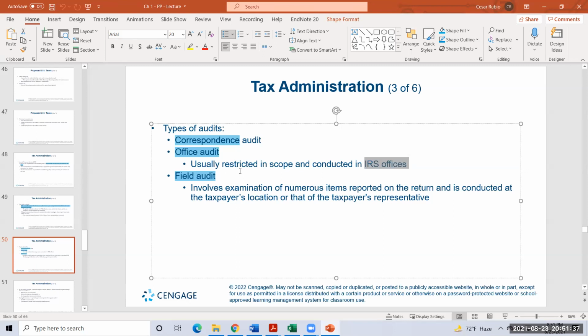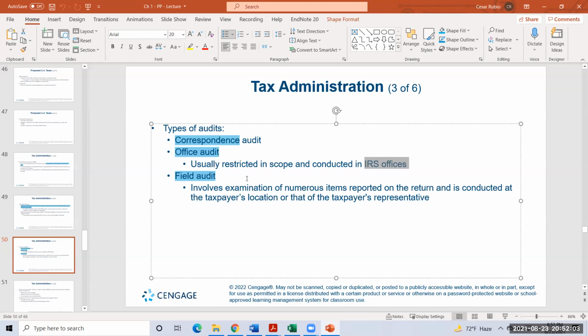You're going to have to collect all your documents, whatever they're asking you for, and basically go to an IRS office to do your presentation or present whatever they're asking. The point is that you have to go to their office, okay? Then the field audit is where the IRS will come to your location. So now they're coming to you.